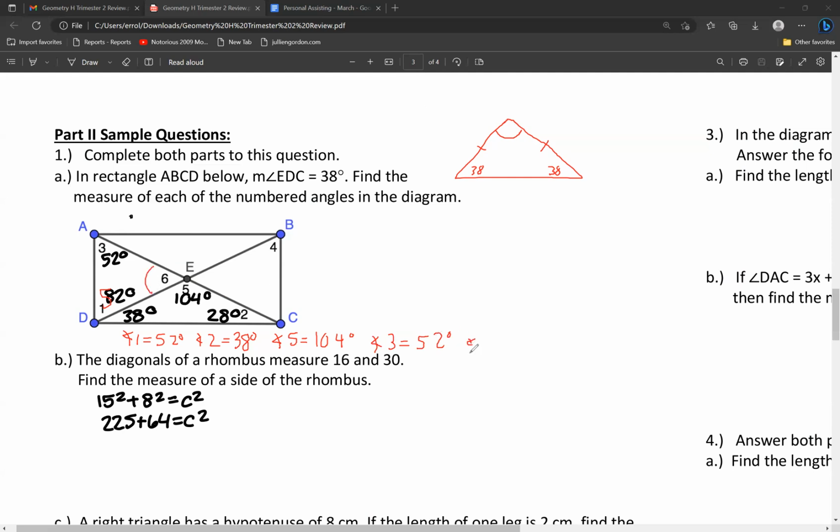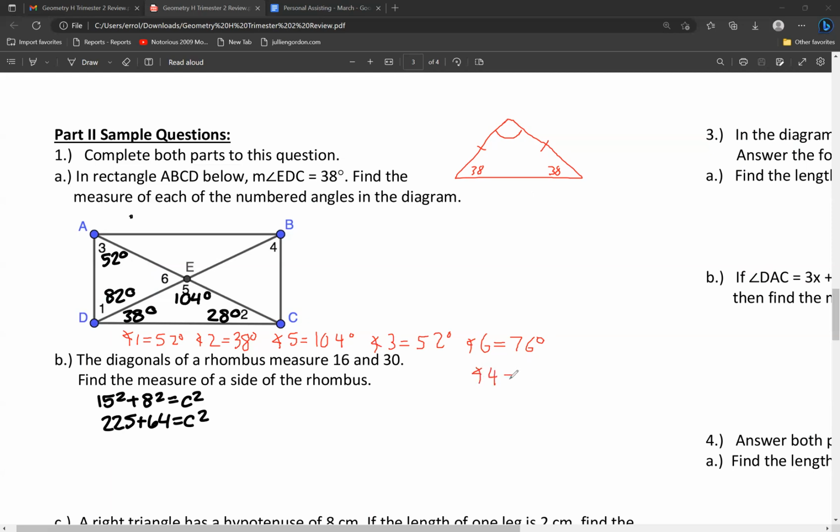52 plus 52 equals 140. No, 104. 104, sorry. Yep. 104, and 180 minus 104 is 76. There you go. Good. All right, what are we missing now? We're missing 4. Yeah. Okay, how much is 4?